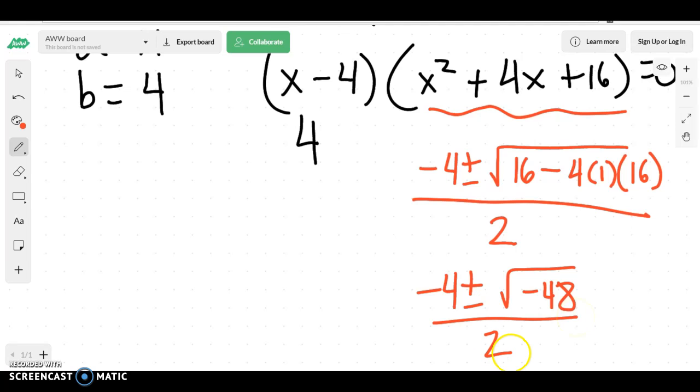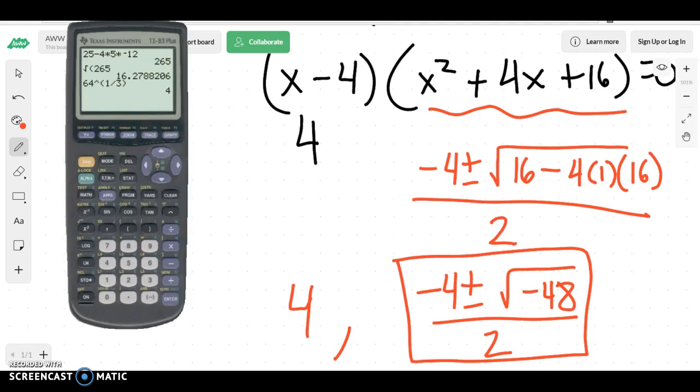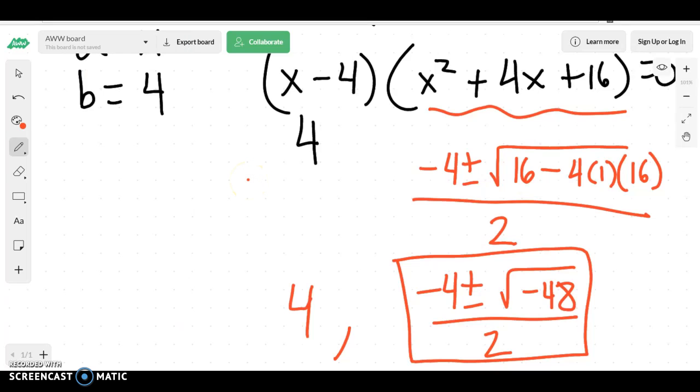Again, you could throw it in on your calculator to see. But as soon as I get it like that, I know that I really don't want to do the square root. The square root of 48 doesn't work out. I mean, you can try it. You can try it, and you can see that I get 6.9. And it's a negative, so you have imaginary answers. So you'll just realize that one of your answers is 4 and the other two are imaginary numbers.